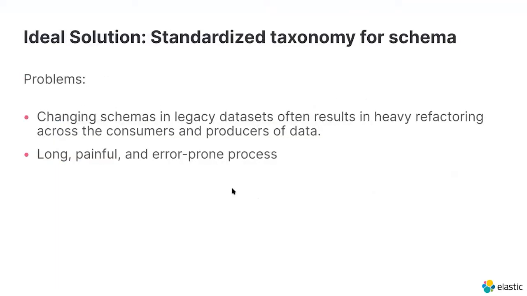The ideal solution to solve such a problem could have been to use a standard taxonomy within the schemas themselves. That is, to name the columns with personal data types directly from the taxonomy. This might have worked when you were building something from scratch, but changing schemas for the existing datasets would not only lead to heavy refactoring across different consumers and producers of that data, but would also be a long and painful process, which might even result in downtime for different services. And above all, this could be an error-prone process and is a heavily manual process.